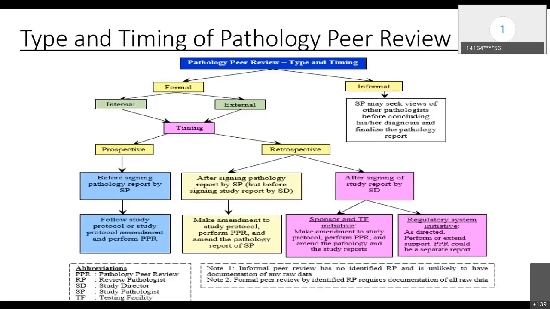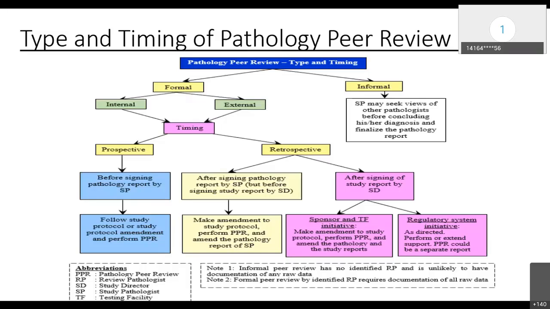Yeah, this is the flow diagram of how the peer review process goes on. Once the slides are ready for examination, the slides come to the pathologist, the pathologist examines the slides, and records their result or output in a format. Depending on the integrity or requirement from the sponsor, peer review can be done either in a formal or informal way.